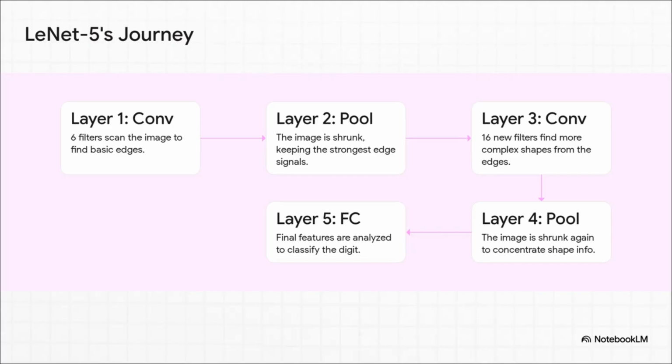So here's the journey an image takes inside LeNet-5. It starts with a convolution layer that just finds the most basic edges. Then a pooling layer comes in and shrinks everything down, keeping only the strongest signals of those edges. The next convolution layer is even more powerful. It uses those simple edges to find more complex shapes, like corners and curves. After one last shrink, this super refined information, the pure essence of the shape, gets passed to the final layers, which make the call. Yep, that's a 2.